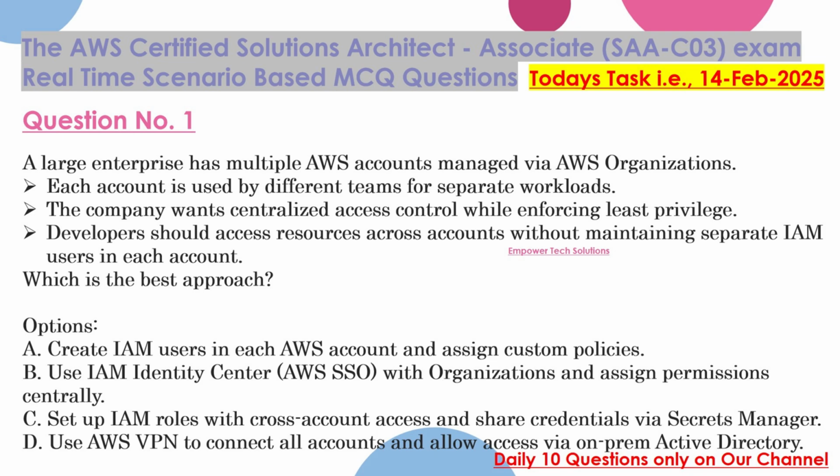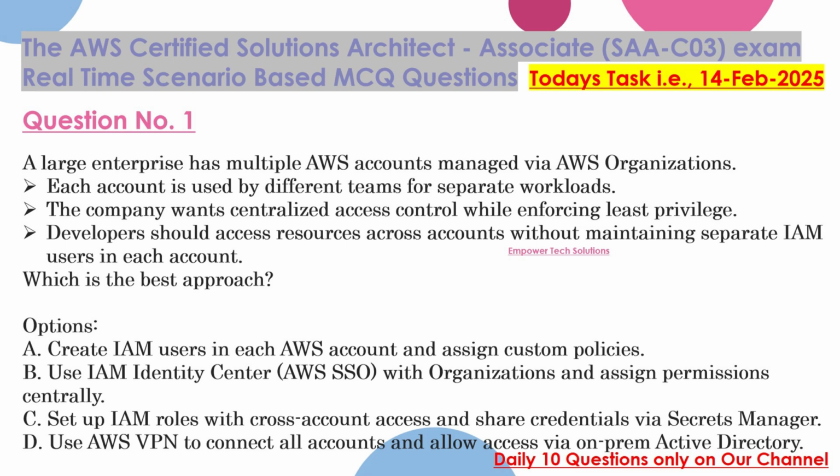Question 1. A large enterprise has multiple AWS accounts managed via AWS Organizations. Each account is used by different teams for separate workloads. The company wants centralized access control while enforcing least privilege. Developers should access resources across accounts without maintaining separate IAM users in each account. Which is the best approach?